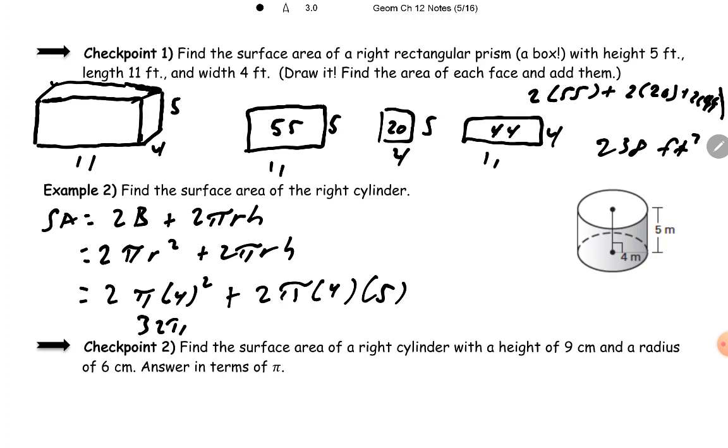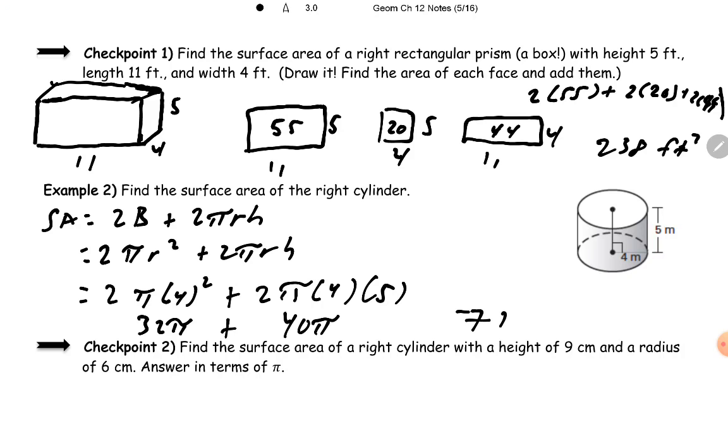So I have 32 pi here. 16 times 2 is 32, plus 4 times 5 is 20, times 2 is 40 pi. So this will equal 72 pi. Put it in our calculator and we'll get about 226.2 square meters.